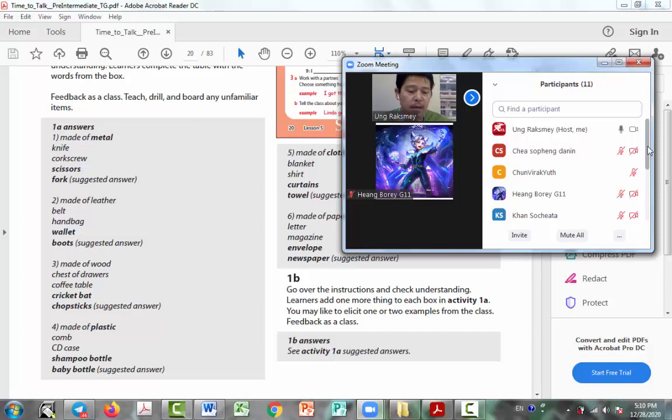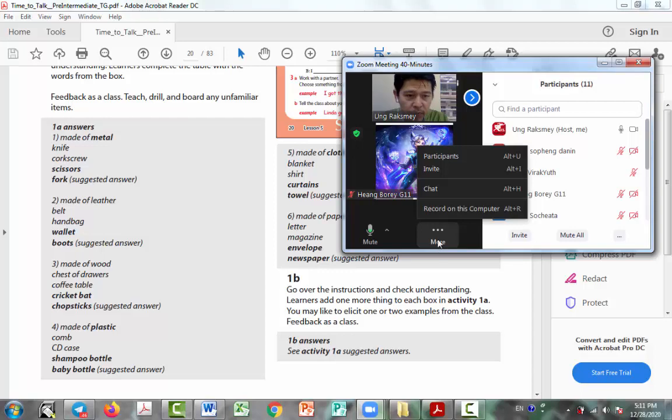Now we are going to talk about possessions and imagine. Imagine your house is on fire and your family, photographs, and some other documents are safe. You can say three things that are very important to your life, three things that you feel are really important if your house is on fire. So let me take you to the share screen and you can practice more.